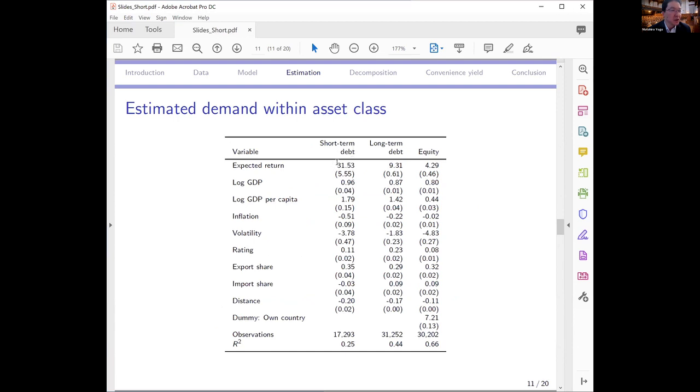So for short-term debt, right, demand is increasing in expected returns. It has a near unit elasticity with respect to log GDP. And it has a negative coefficient with respect to inflation. So high inflation is bad news for the bond market, as well as high volatility is bad news. Demand is increasing in ratings, and you have the bilateral relations, gravity relations in exports, imports, and physical distance enters negatively. Okay, and you have a similar set of coefficients for long-term debt as well as equities.